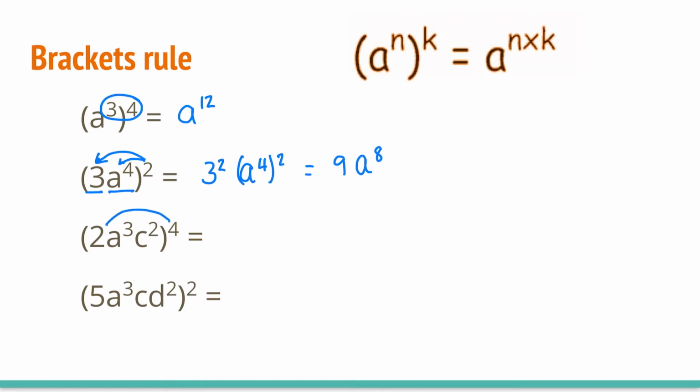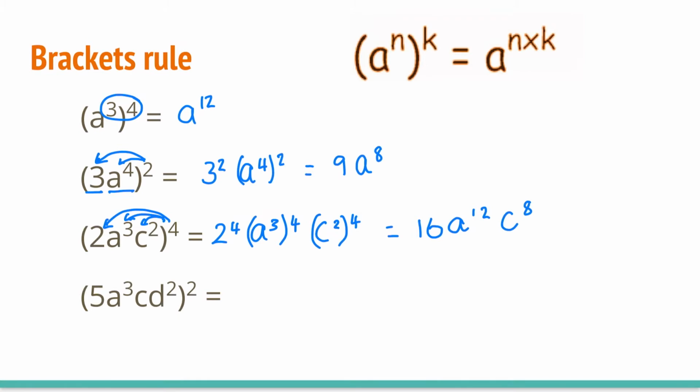The next one, again, the 4 goes to everything in the bracket. So I've got 2 to the power of 4, a cubed to the power of 4, and c squared to the power of 4. So that gives me 2 to the power of 4, which is 2 times 2 times 2 times 2, which is 16. You can use your calculator as well. And then I've got a to the power of 3 times 4, c to the power of 2 times 4. And the last one would be done in the same way.